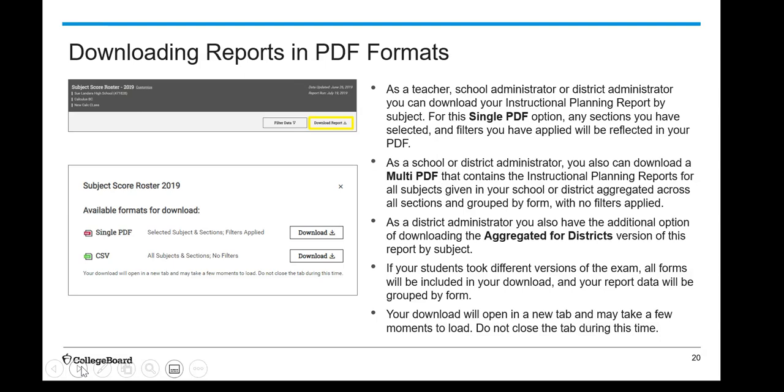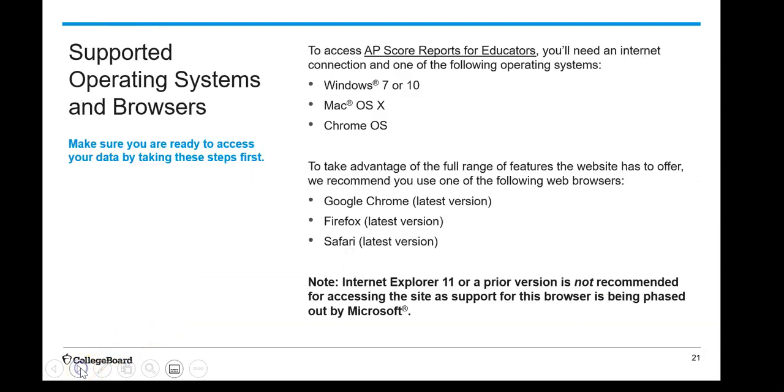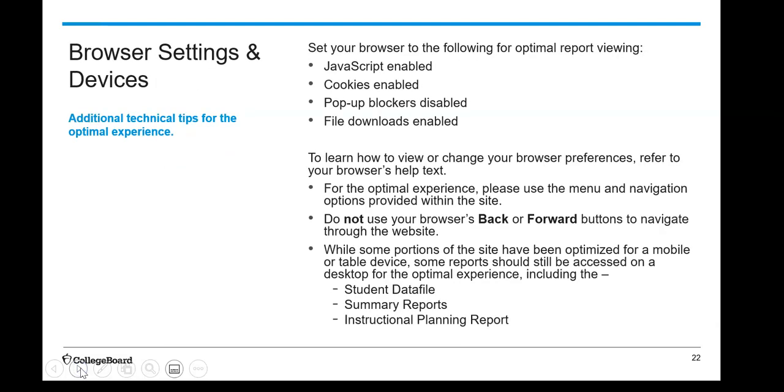All right, here's some more information about downloading the PDF. When you get the instructional planning reports, you can download it in different forms. Again, you won't access this for over years, so I'm not going into this stuff in much detail. Here are your supporting systems. Again, you're not going to remember this a year from now, so I'm not going to spend much time on these. And on the browser settings.